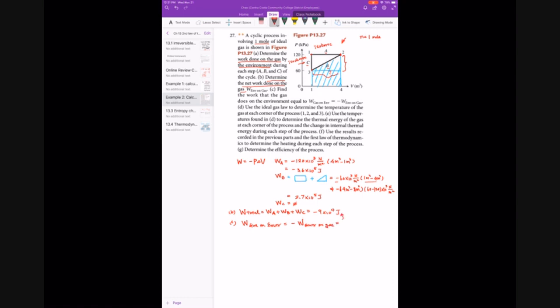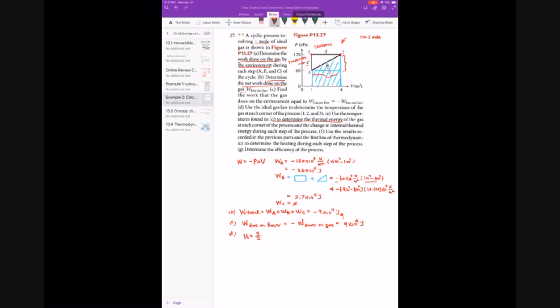Therefore, it's going to be the negative of this, which will be 9 times 10 to the 4th joule. Part D, we ask you to find out what the temperature is. So how do we find the temperature? We need to find the thermal energy. Okay, so D, determine the thermal energy. To find the thermal energy, we need to have the temperature. So what is thermal energy?